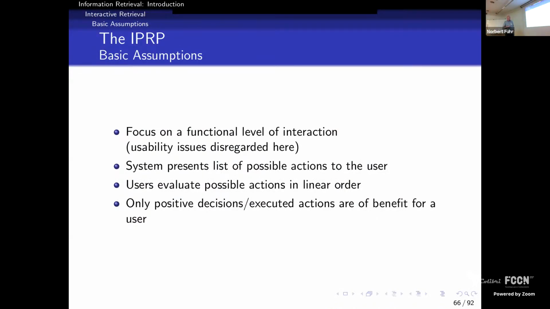So the basic idea of the interactive probability ranking principle now is to focus on a functional level of the interaction. So we assume that the usability problems have been solved. That's what we have the HCI people for. And so we have a good interface design. Now our system presents a list of possible actions to the user, and users evaluate the possible actions in linear order.